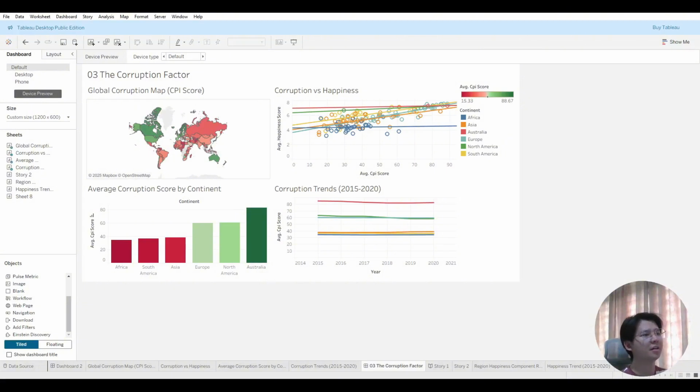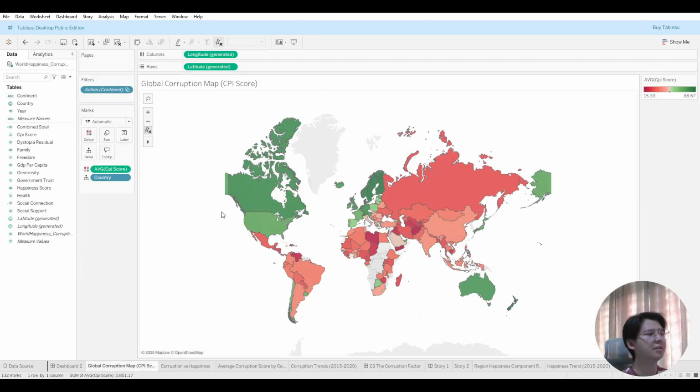Okay, the third one is the corruption factor. I made the dashboard by breaking it into four maps. This is the first map, the corruption map. I put the corruption CPI score in the columns and rows, so you can see the map here. I changed the average CPI score into the red-green color, where red means the CPI score is low, which means very corrupt. The detail is the country, so it is divided by country.